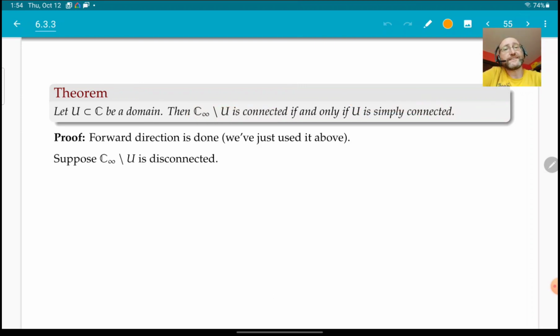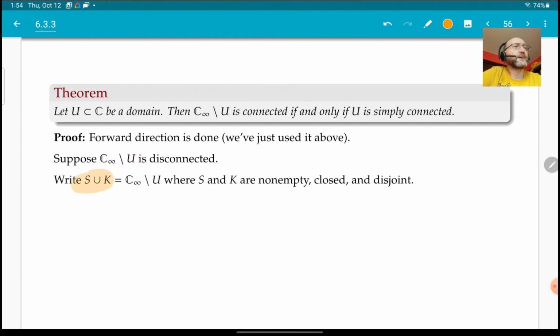So let's prove the other direction. Suppose that the complement is disconnected, that means there are two components of the complement. So there are two closed sets, S and K. They're non-empty, they're disjoint, and their union is the complement, right?